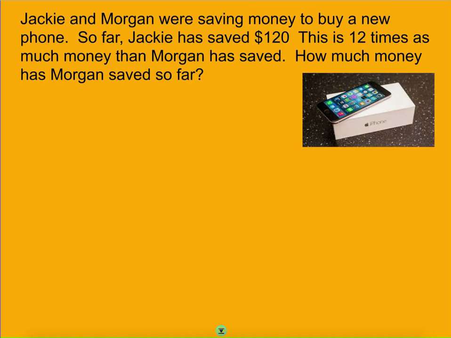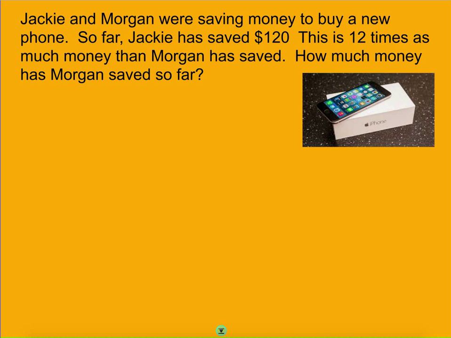All right, so now we're going to look at another problem, and it's worded a little bit differently. Okay? Jackie and Morgan were saving money to buy a new phone. So far, Jackie has saved $120. This is 12 times as much money than Morgan has saved. How much money has Morgan saved so far?